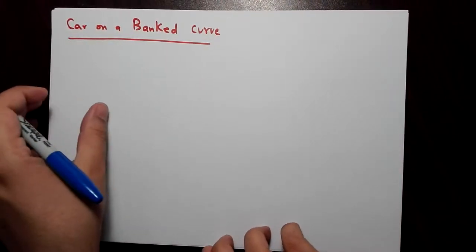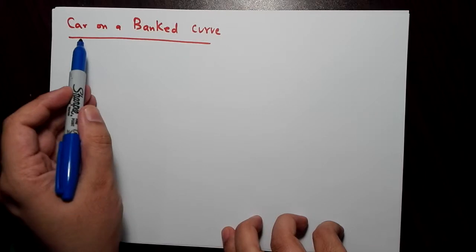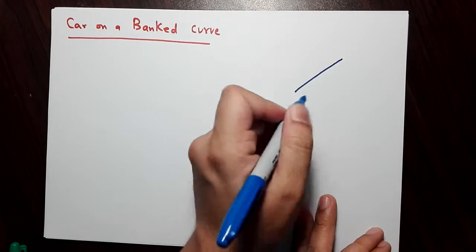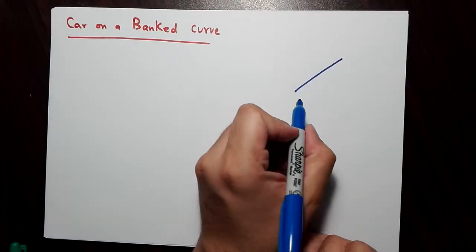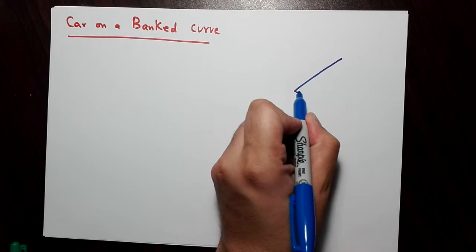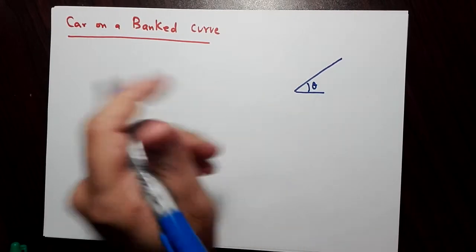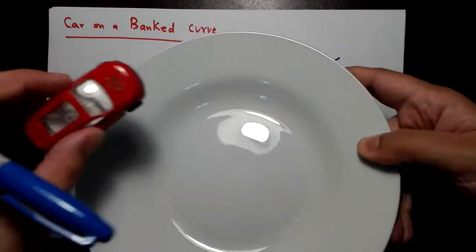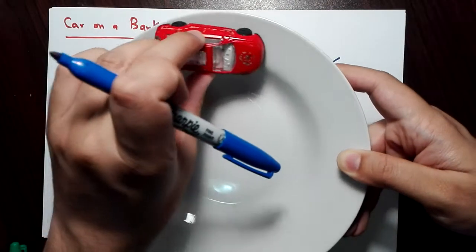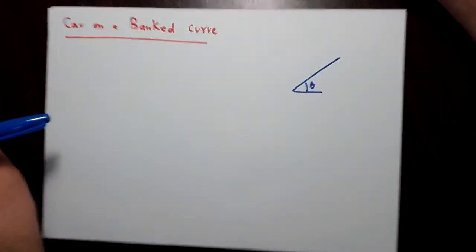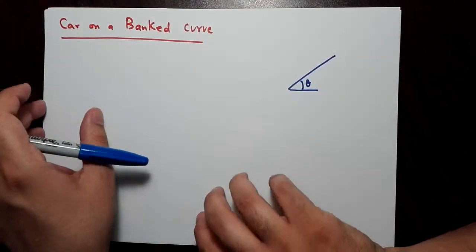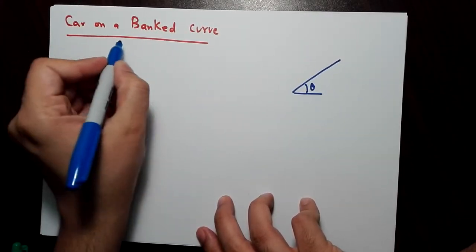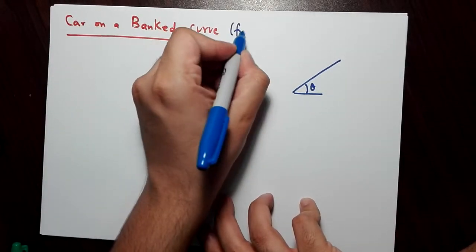Hey guys, so let's discuss the problem of a car on a banked curve. By banked curve we mean that the car is on a curved path and the curved path makes an angle, let's say theta, with the horizontal. A good example is this plate. So this is like a banked curve, right? The car is moving around on a banked curve and we're going to assume that up or down the path there is no friction, so we'll assume that it's frictionless.